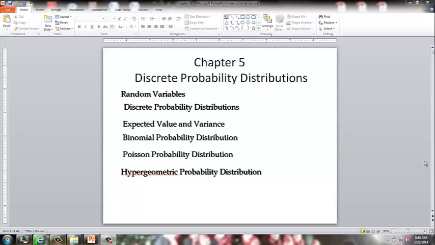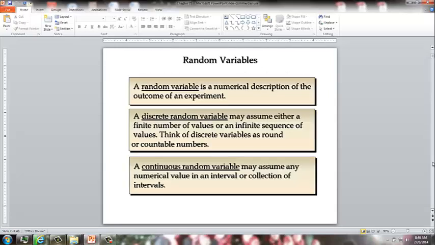Welcome to Chapter 5. In Chapter 4, you were introduced to the concept of random variables. Let's refresh. A random variable is simply a numerical description of the outcome of an experiment. So for instance, tossing a coin, the outcome is a random variable. You could denote heads as 0 and tails as 1. Hence, the two possible outcomes are 0 or 1, and they are described as numbers.